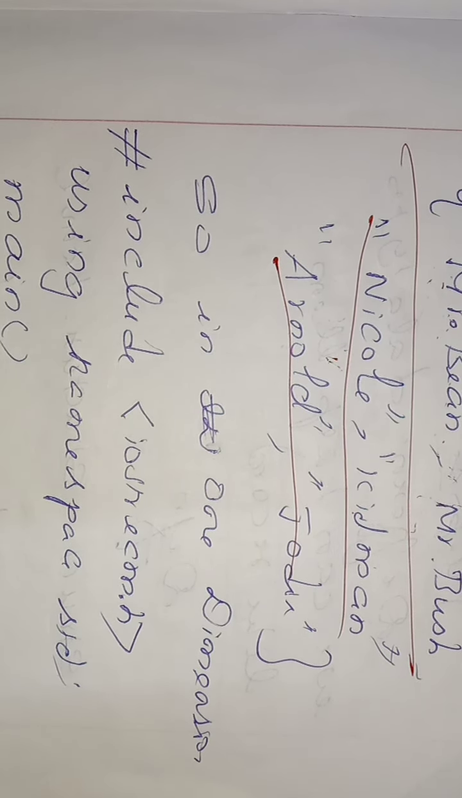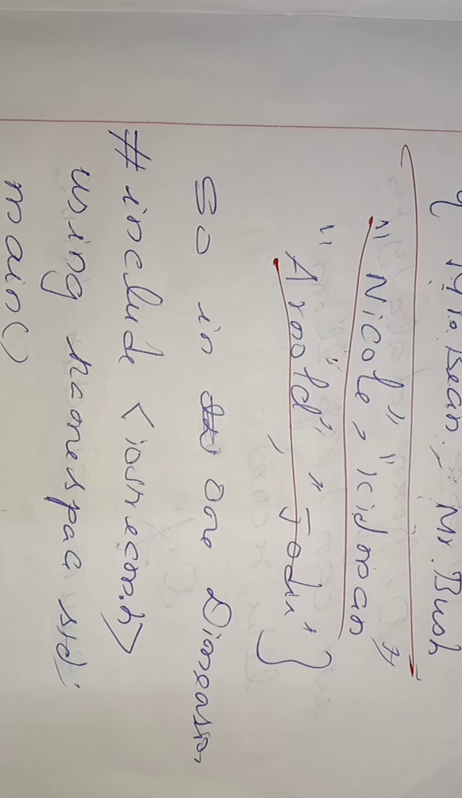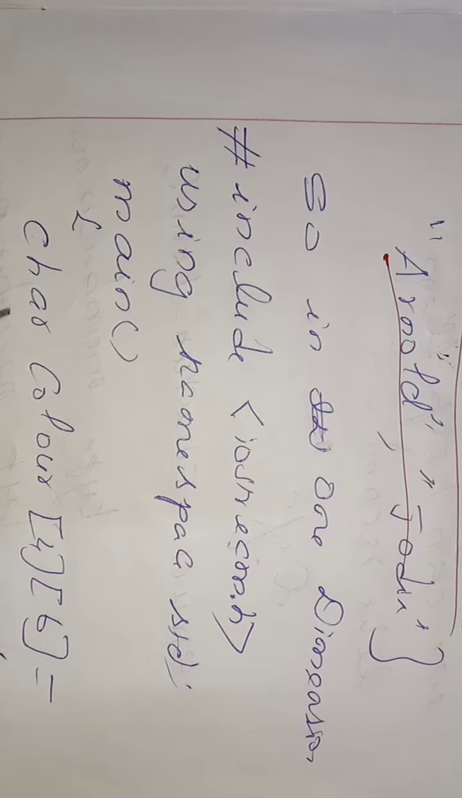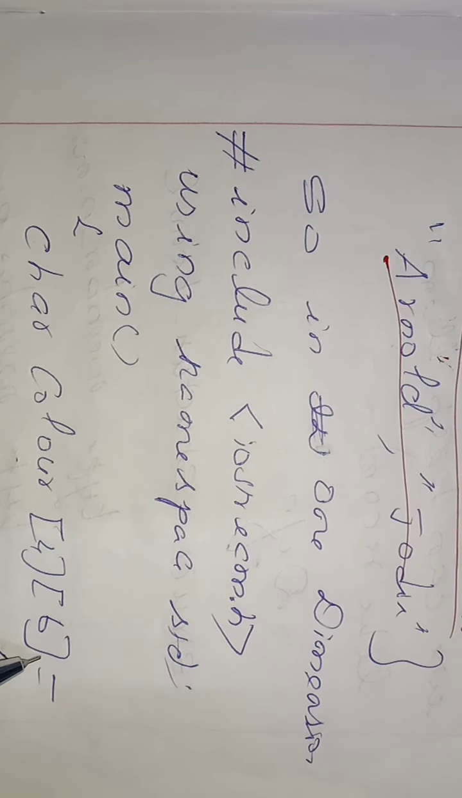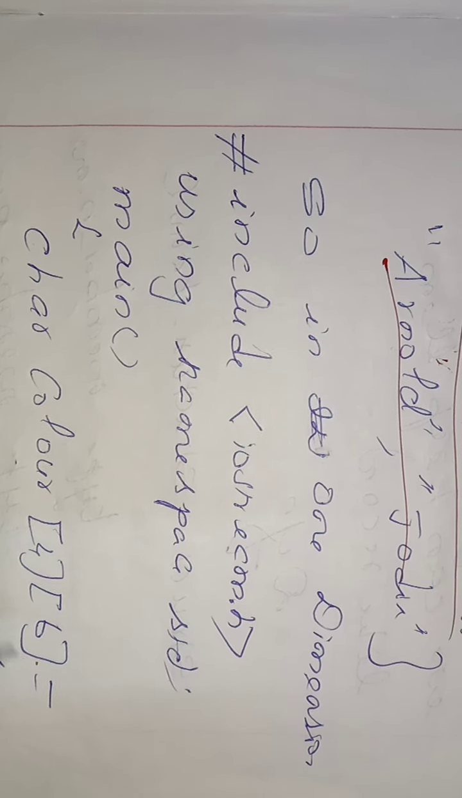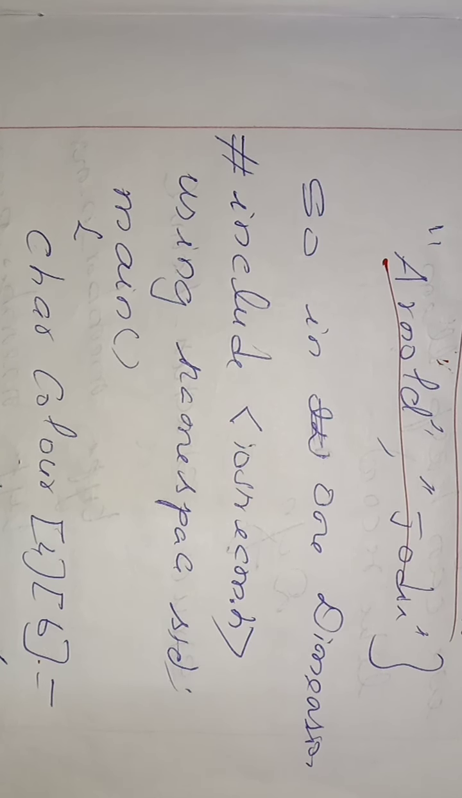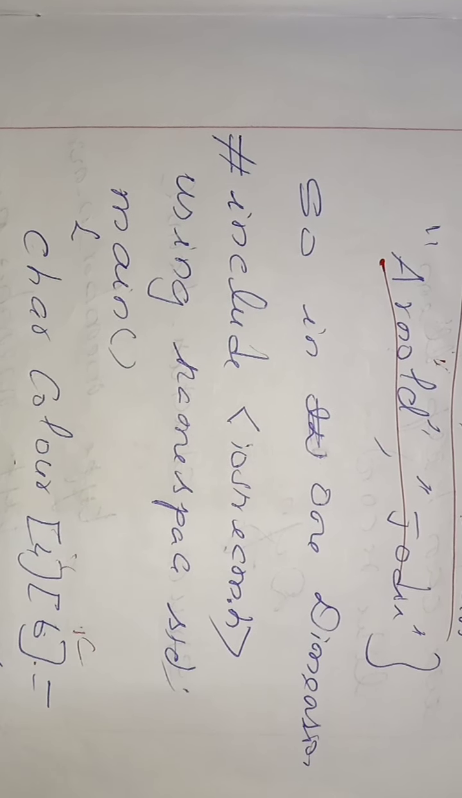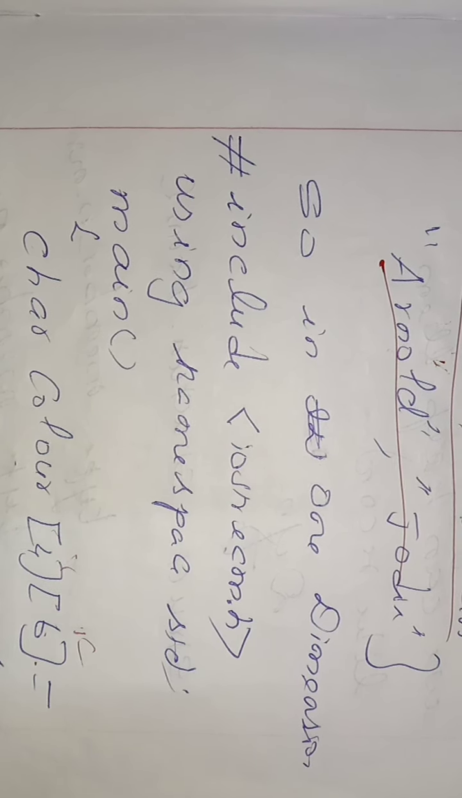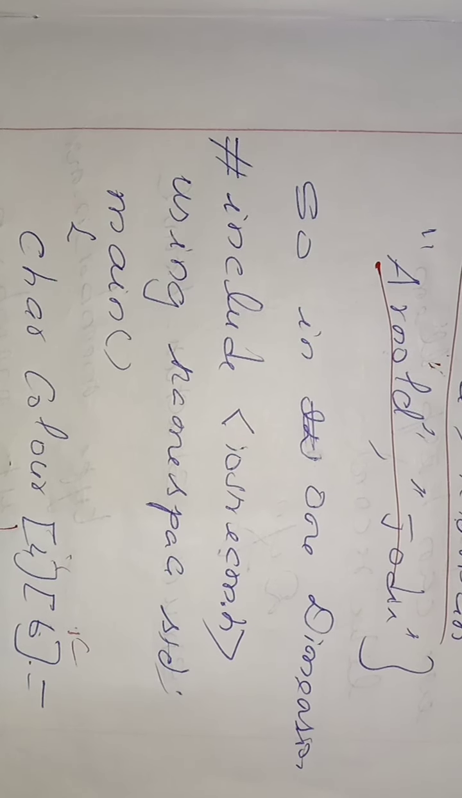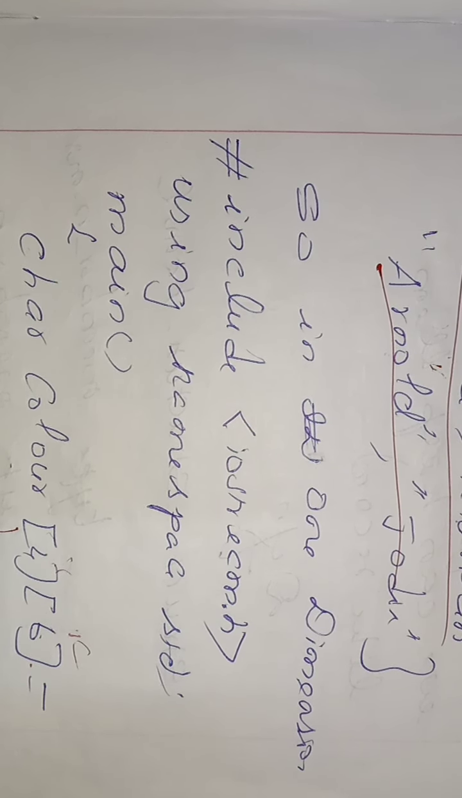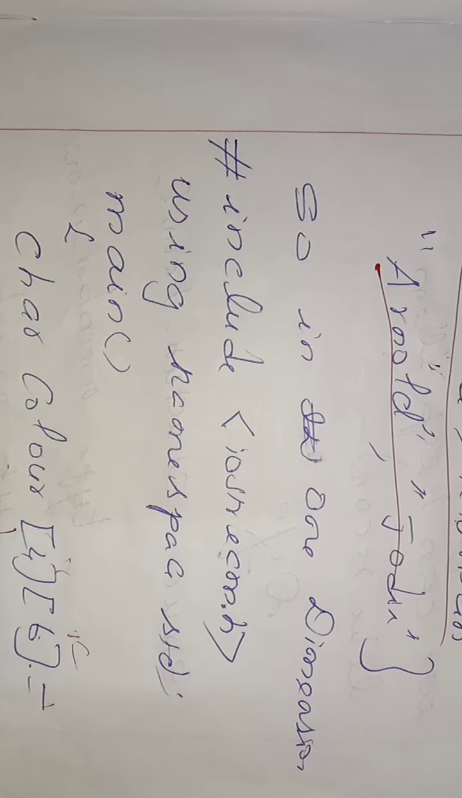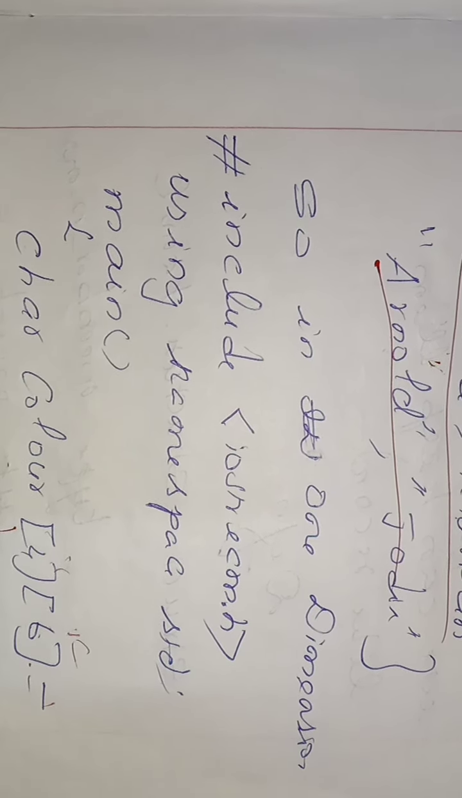Now what about this one? Another example I'll teach you, and your confusion will be cleared. See what it says: character color of 4, 6. What happens? First 4 rows and 6 columns. How to write? First we write the first row, row 1 over. How many columns? 6: 1, 2, 3, 4, 5, 6 over. Second row: 1, 2, 3, 4, 5, 6 over. Similarly like that.